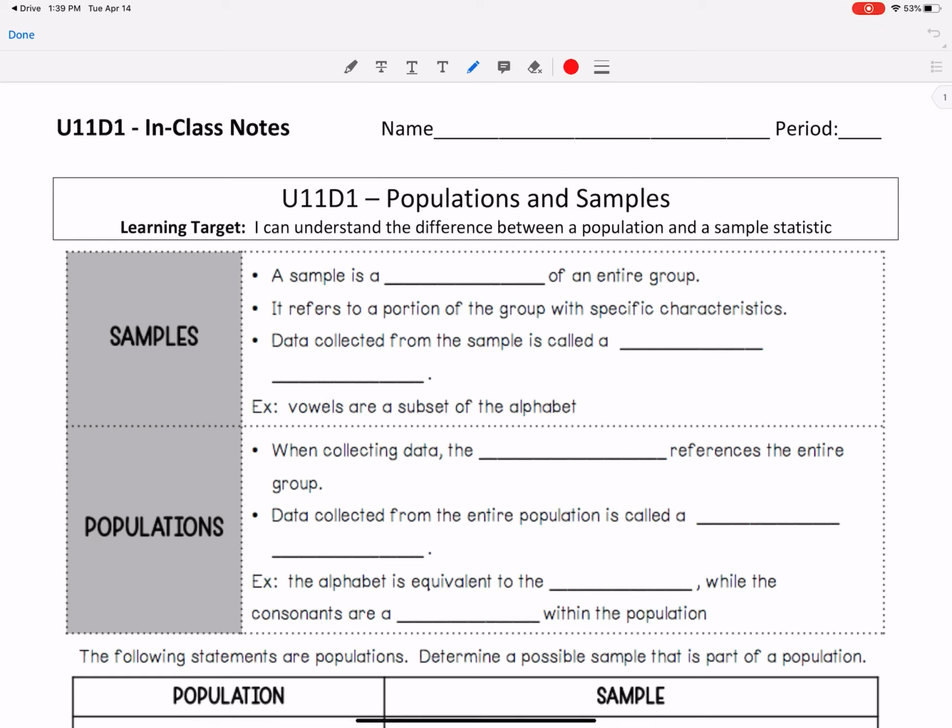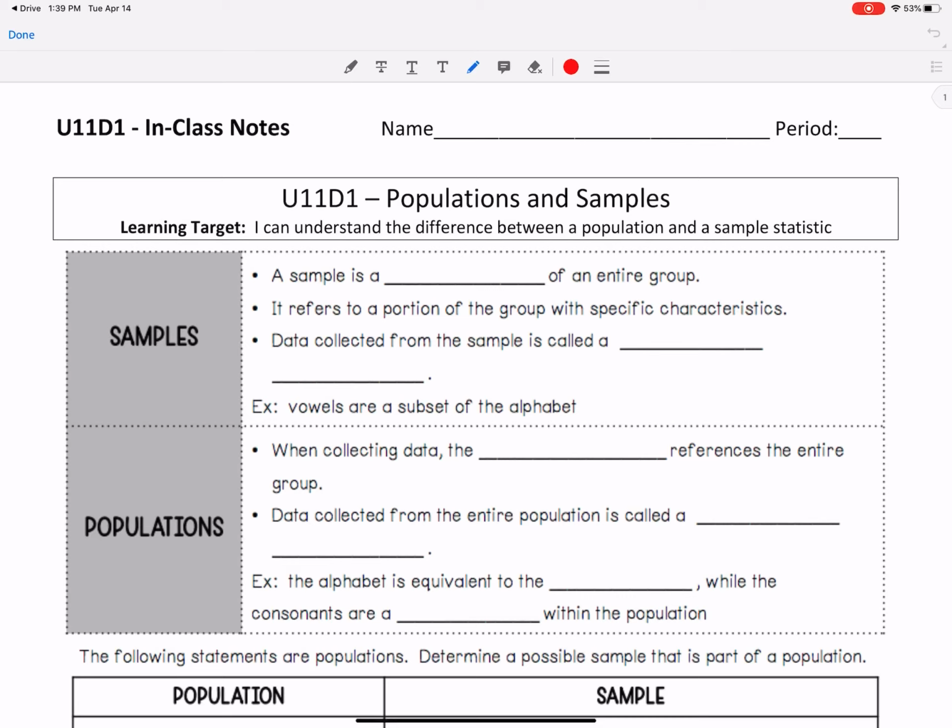This is Unit 11, Day 1. This is something brand new. Today's lesson is about populations and samples. And here's your learning target. Your learning target is I can understand the difference between a population and a sample statistic. So let's talk about what those mean.